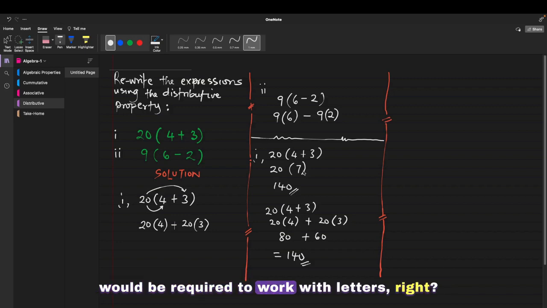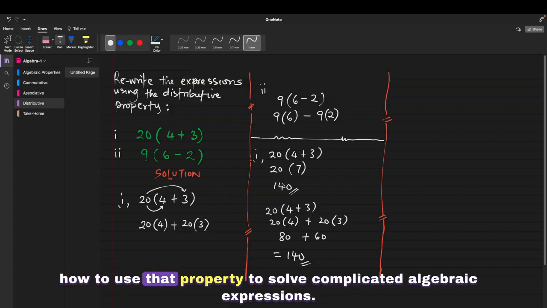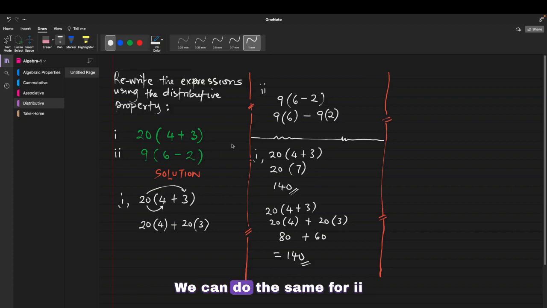But the reason we're talking about the distributive property is because many times in algebra, you would be required to work with letters, right? Letters are not exactly numbers that you can just simplify to this point. You need to be able to understand how to use that property to be able to solve complicated algebraic expressions, right?